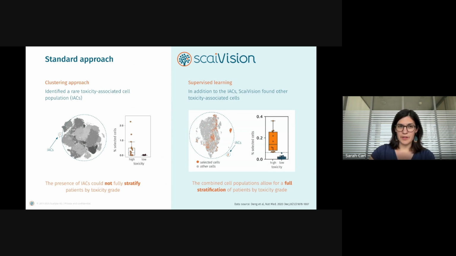Summing all of these predictive cells together actually did allow for a perfect stratification of patients by toxicity grade, in addition to generating new hypotheses about the biological drivers of toxicity, which we could then delve deeper into by looking at the selected cells' transcriptional patterns in more detail. So this approach, retaining single-cell resolution, allowed us to both discover something new in the data that the traditional approach had missed, and to really pinpoint those most important cells in an unbiased way.